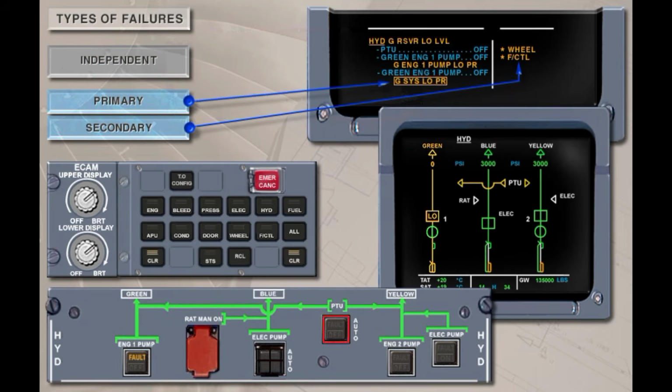A primary failure is the failure of a system or item that causes the loss of use of other systems or items of equipment that depend on it. A secondary failure is the loss of a system or item of equipment resulting from the initial primary failure. Primary failures are displayed with a boxed title in either red or amber on the left side of the memo section, while secondary failures are shown on the right side of the screen in amber with a star in front of the affected system. Complete the ECAM actions, then touch the right arrow to continue.